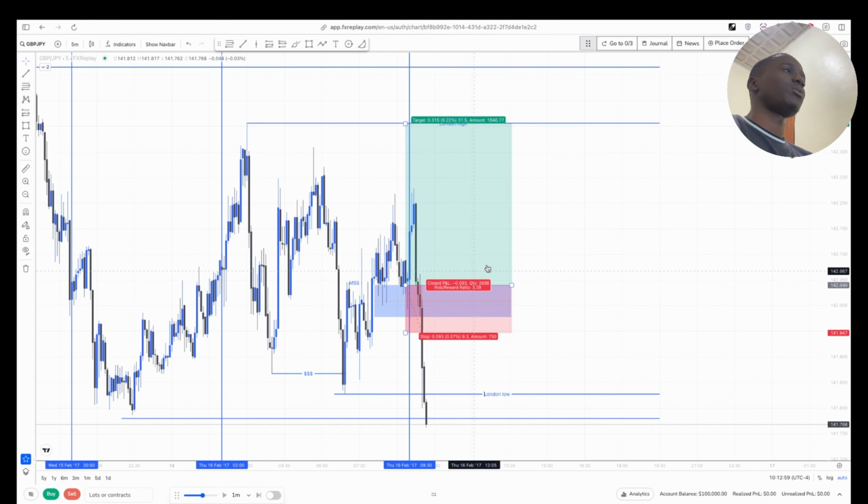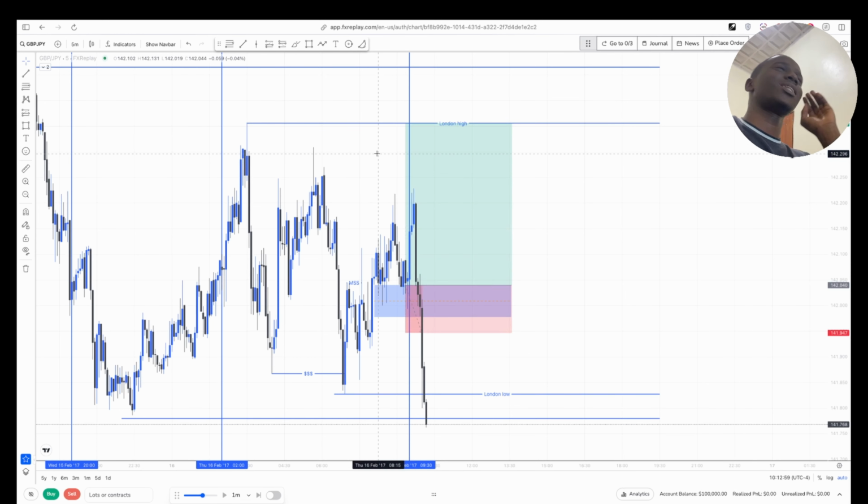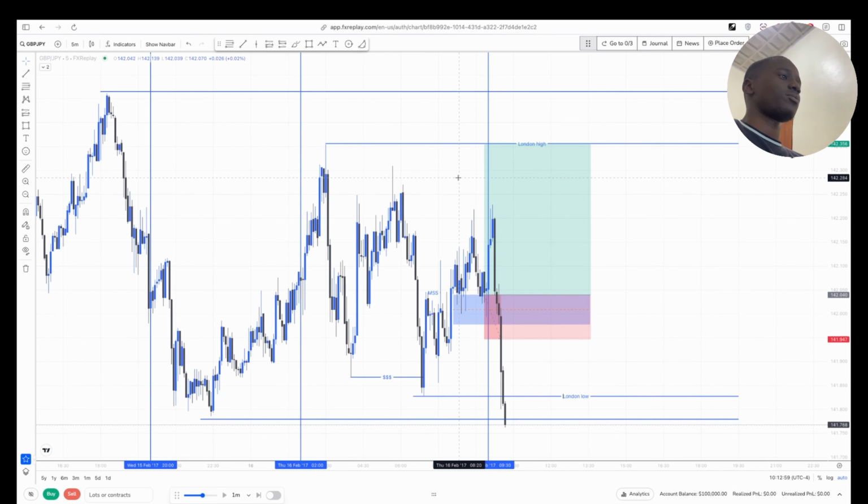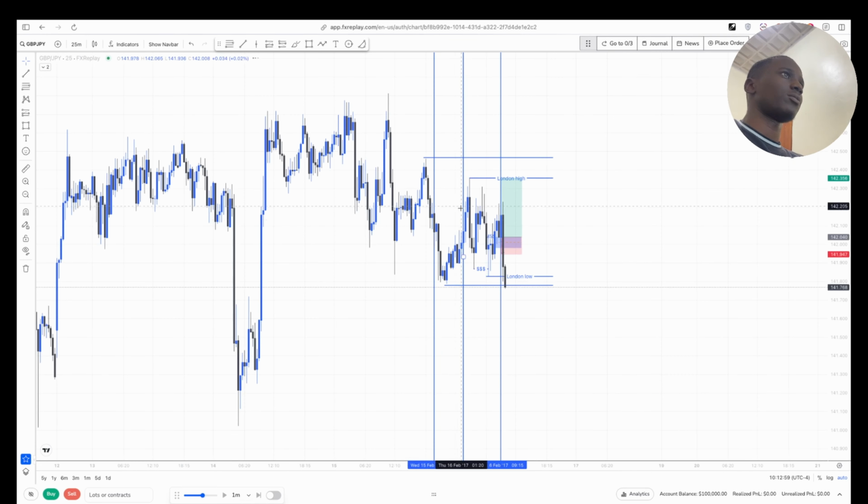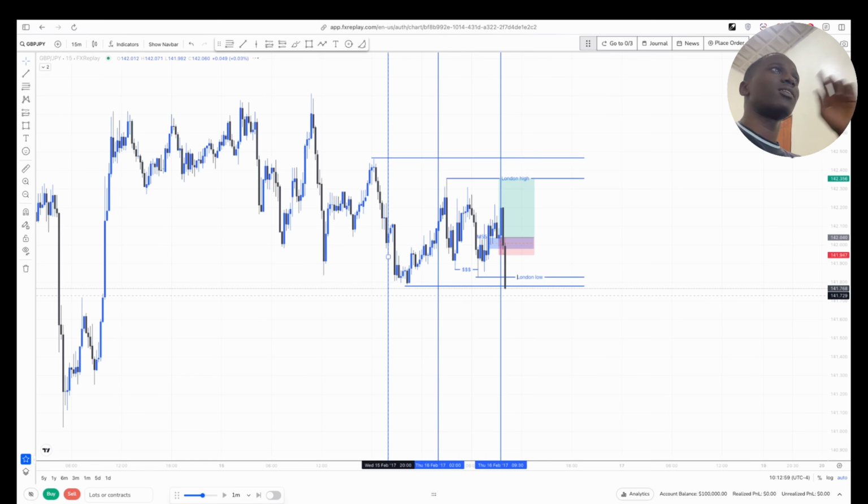So you can see we were stopped out. We didn't even reach our 2R. Well, we reached the 2R actually, but you can see we were stopped out. So we're targeting the London highs. What wrong thing did we do on this trade? Let's go on the 15 minute and have a closer look.